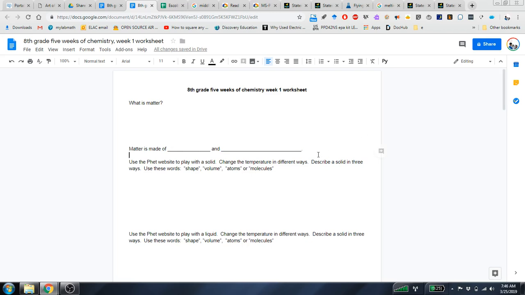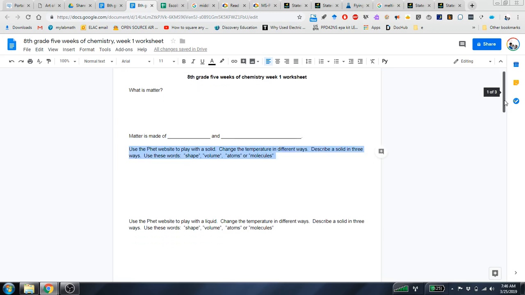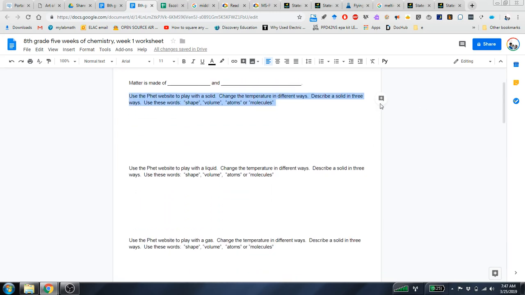But I think that part where the teacher needs to tell the students these answers should only take about 10 minutes or less. Most of the class time for this should be occupied by students playing with the PhET, playing with the solid, the liquid, and the gas, and the students need to describe each state of matter in 3 ways, and they have to use these words.